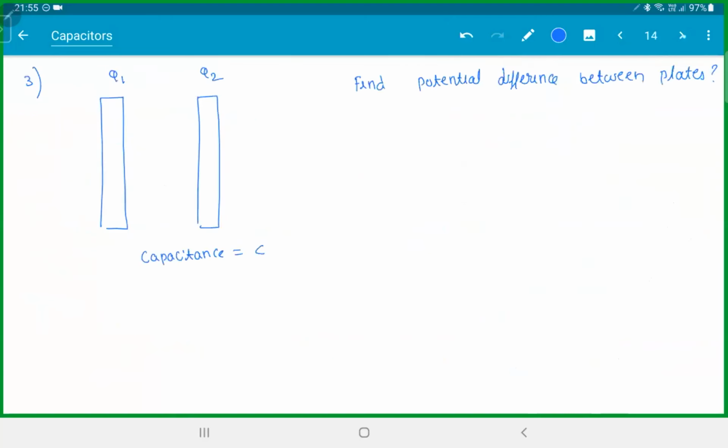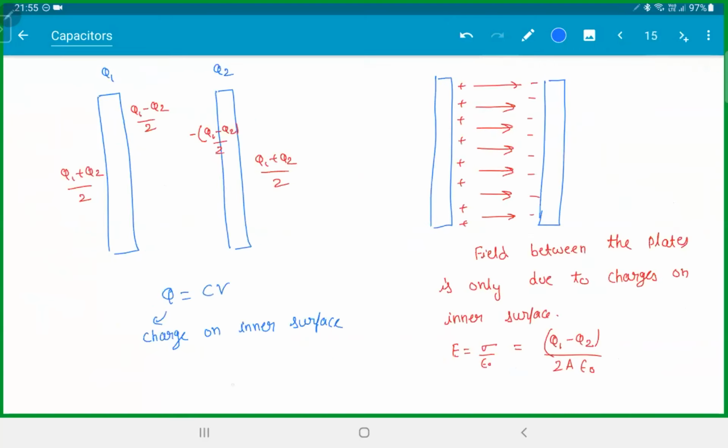It is not the charge on the positive plate. It is the charge on the inner surface of the positive plate. So in our question, the answer will be Q1 minus Q2 by 2 is equal to C into V. So the potential difference will be Q1 minus Q2 by 2C. So this is a very important thing.